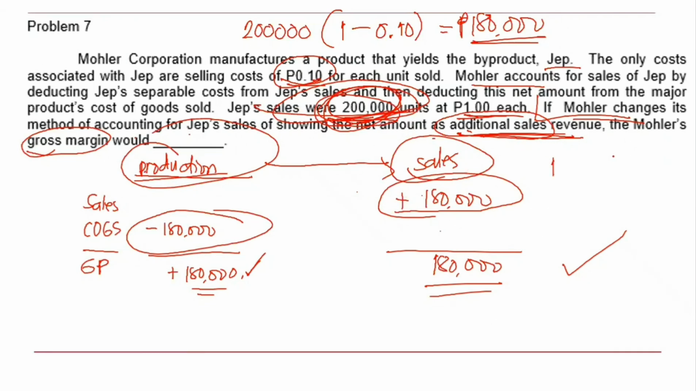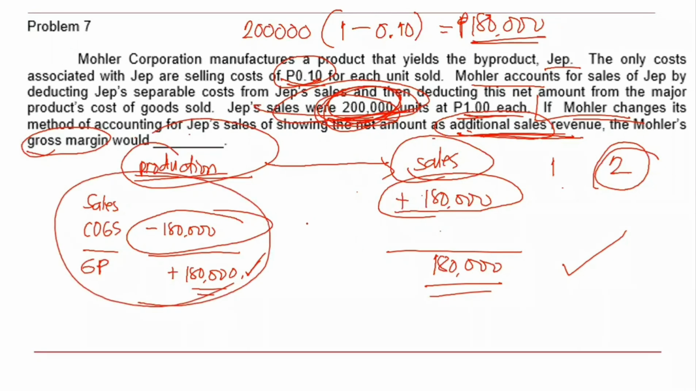Halimbawa, month 1, month 2, naka-production method ka. Kung sakali na tumawid sa month 2 yung sales natin, tapos nagbago tayo ng method natin, for a certain time or period, may konting changes. Pero automatically, later on, it will correct itself. Hinihintay mo lang naman na mabenta. Kumbaga ito, nakadeduct agad sa cost of goods sold. Dito sa kabilang side, hinihintay mo lang mabenta. Pero i-add mo rin naman talaga yan eventually. Yung timing lang ang magkaiba.